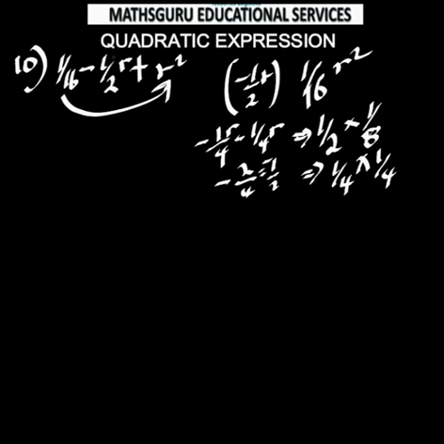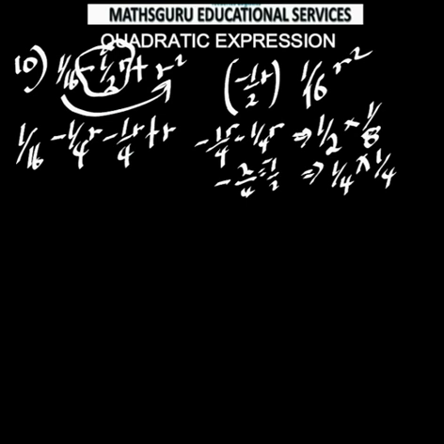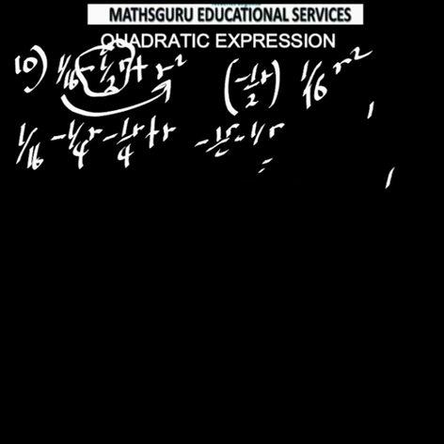So in place of negative 1 over 2r, we are going to have 1 over 16 minus 1 over 4r, right? Minus 1 over 4r, which will give us minus 1 over 2 plus r. Correct. This is correct. Okay.